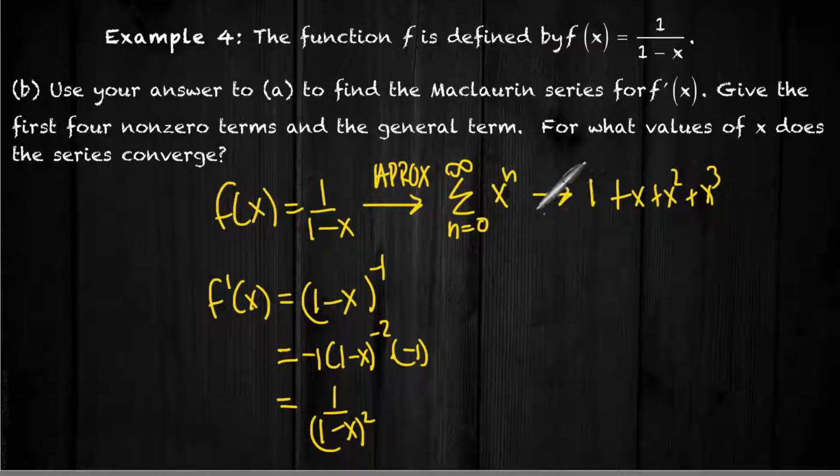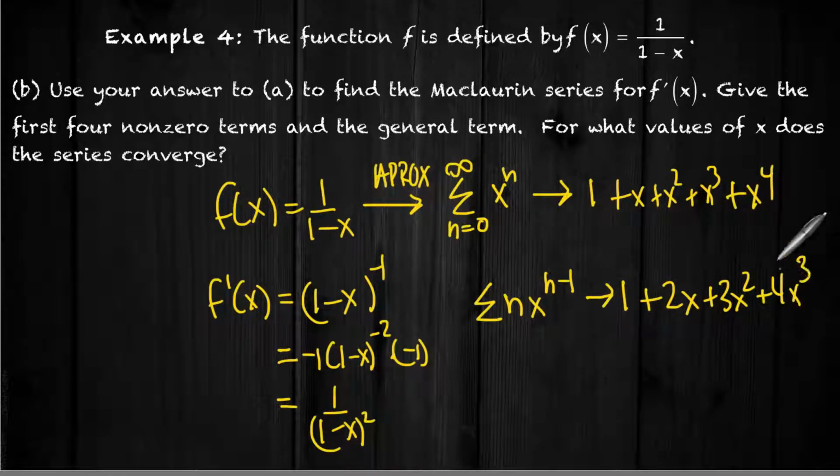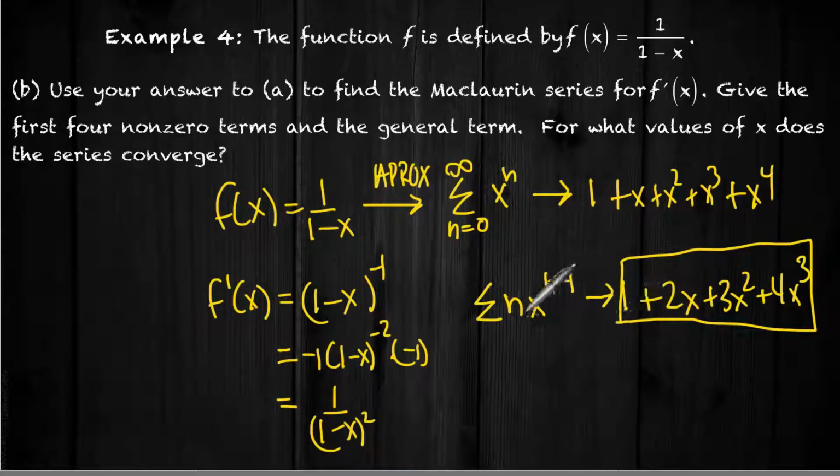And so now we will take the derivative of the general term as well. So that's going to be the summation, and we're going to do the same thing. We're going to move the n in front, take the x there, drop the power down, so we're going to subtract 1 from there. And we will also take the derivative of these terms. So the derivative of 1 is 0. The derivative of x is 1. The derivative of x squared is 2x. The derivative of x cubed is 3x squared. And then if we were to continue this, the derivative of the next term would be 4x cubed. So what are the first 4 non-zero terms? Here they are. What is the general term?